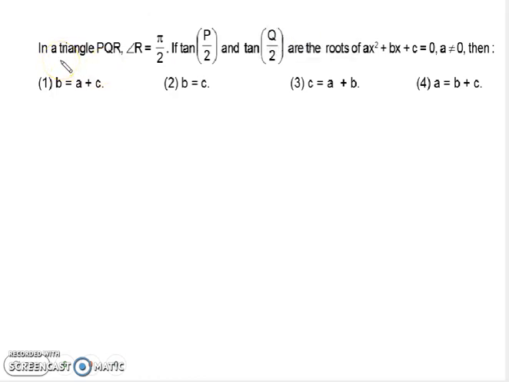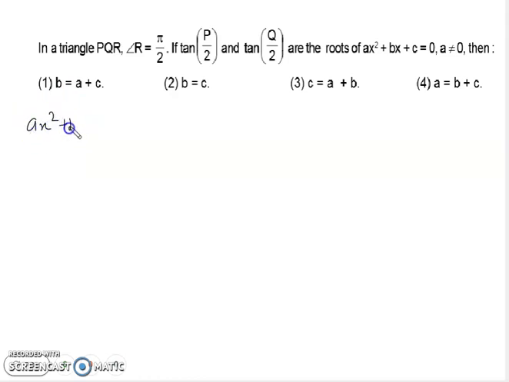So today I am going to discuss a very important question on quadratic equations, and on the basis of this equation we have to find the relationship between the coefficients of all the terms, meaning a, b and c, right? So according to the given equation, the roots of this equation are tan p by 2 and tan q by 2, guys. So what is the equation?